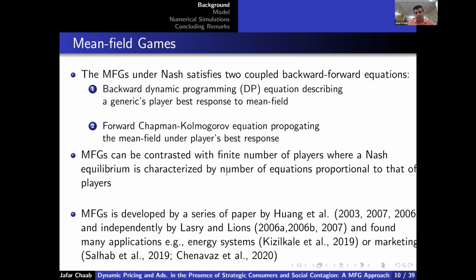Mean field game theory can be contrasted with the finite number of players case, where a Nash equilibrium can be characterized by a number of equations proportional to that of players. This theory was developed by a series of papers independently by two research teams and has found many applications.